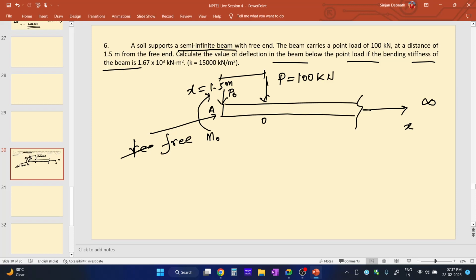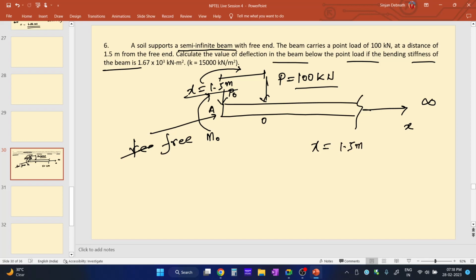Because there will be no bending moment and shear force at the free end. Okay, this is the boundary condition. So in order to avoid them, we are giving the counteracting moment and force. Fine. So this is at a distance of 1.5 meter, x equal to 1.5 meter. P is acting at a distance of 1.5 meter from the free end. So P is 100 kilonewton, x is equal to 1.5 meter from the free end.